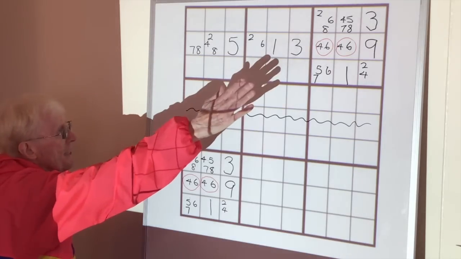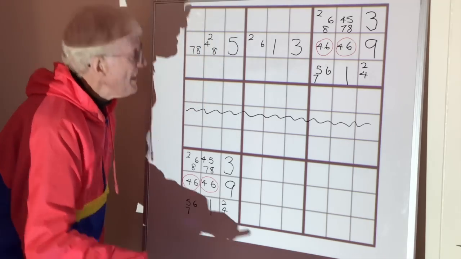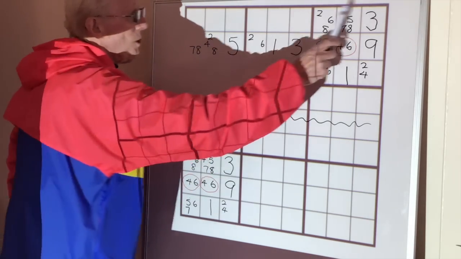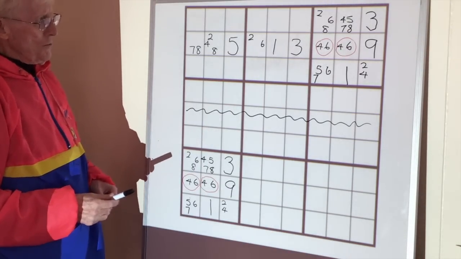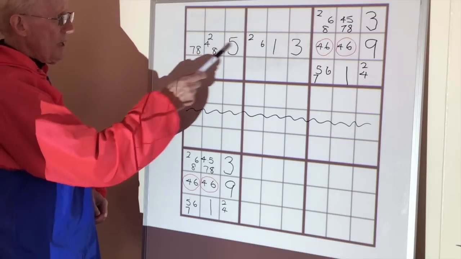Let's look at this top part first. This is separate. Okay? If we look there carefully, can you see that it's obviously the 4-6 matching pair in the block? Okay? Now, what does that mean? Well, first of all, we can get rid of any 4 or 6 in this row.